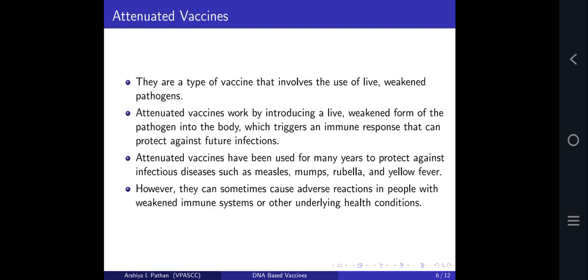Next, we go through the attenuated vaccine. They are a type of vaccine that involves the use of a live weakened pathogen. Attenuated vaccines work by introducing a live weakened form of the pathogen into the body, which triggers an immune response that can protect against future infections. Attenuated vaccines have been used for many years to protect against infectious diseases such as mumps, rubella, and yellow fever. However, they can sometimes cause adverse reactions in people with a weakened immune system or other underlying health conditions.